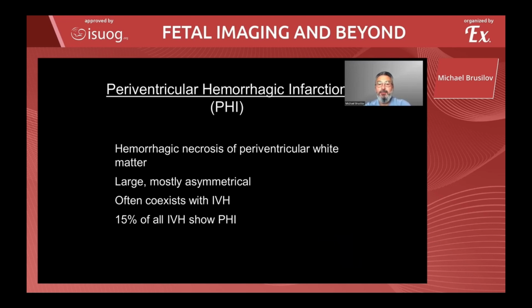Periventricular infarction, hemorrhagic necrosis of periventricular white matter, large, mostly asymmetrical, often coexists with intraventricular hemorrhage. 15% of all intraventricular hemorrhage show periventricular infarction.